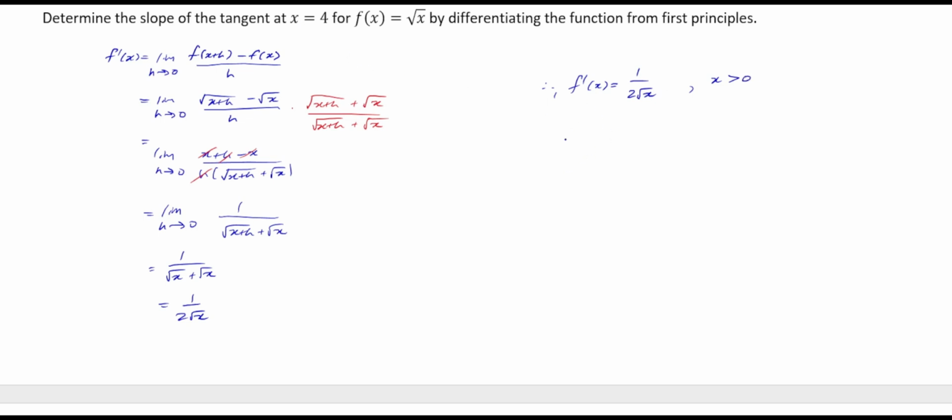At this point now, I can actually find the derivative at 4. And so I'll go 1 over 2 square root 4, which is 1 over 2 times 2. And so that's 1 over 4. And so now I know that the slope of the tangent at x is equal to 4 for the square root function is 1 over 4.